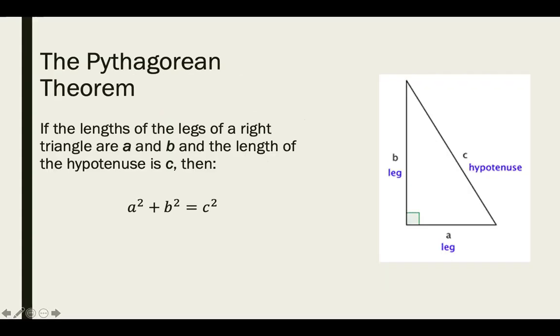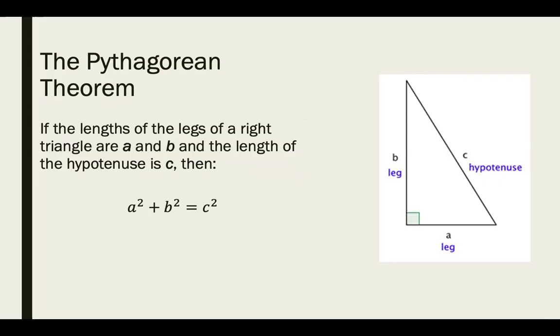So if we have a right triangle, then the Pythagorean theorem tells us that the lengths of the legs, if we square each of those and add them together, then that equals the length of the hypotenuse squared. So it's a squared plus b squared equals c squared. A and b are legs, c is the hypotenuse.